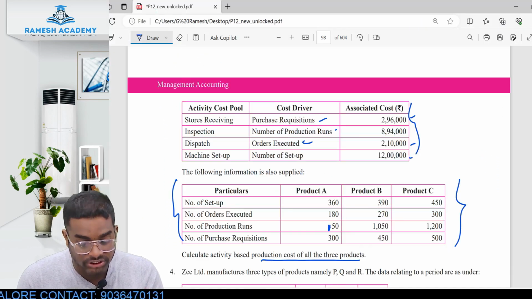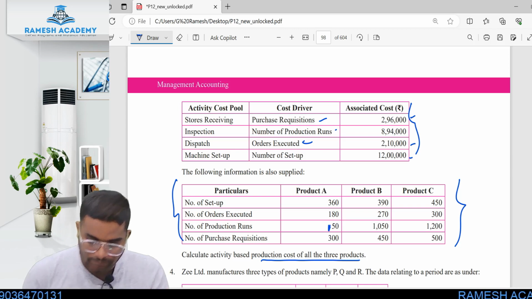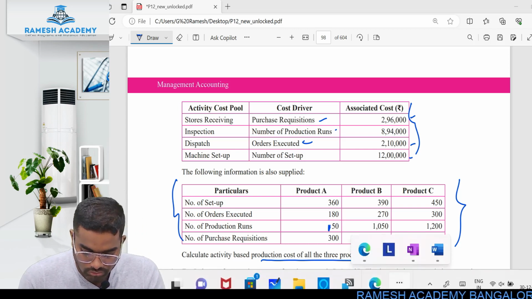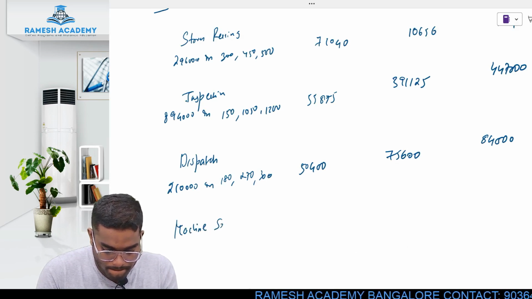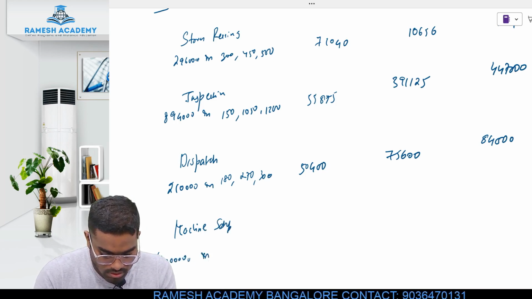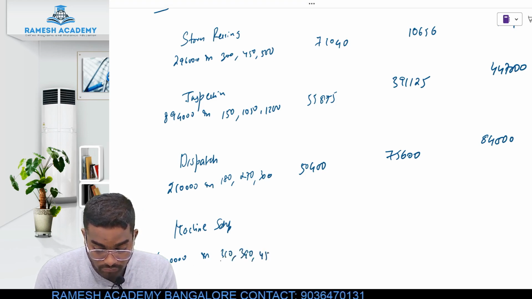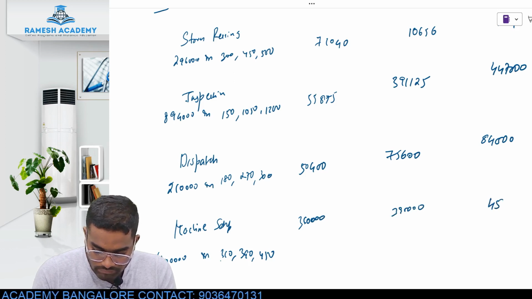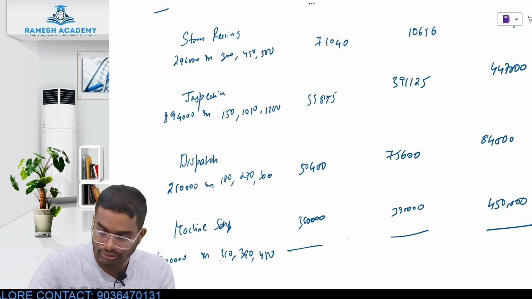Next we are left out with machine setup. Machine setup, the cost driver is number of setups and the cost is 12 lakh. Setups are 300, 360, 390 and 450, which comes to 1200. So this one is easy. 12 lakh in the ratio 360, 390 and 450. So it will be 3 lakh 60, 3 lakh 90 and 4 lakh 50. So by this we have distributed all the overheads based on the rate.